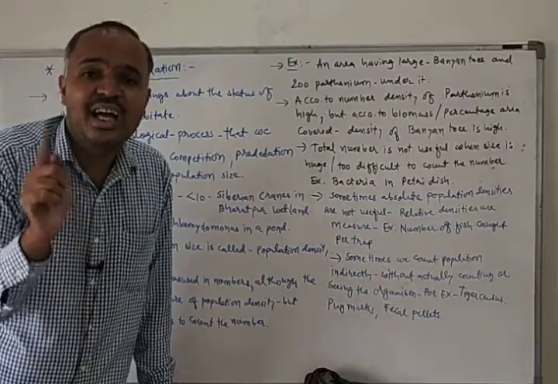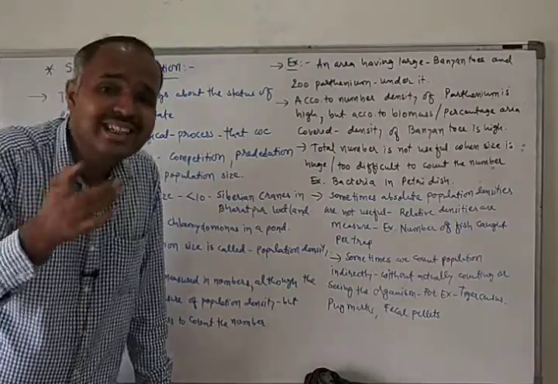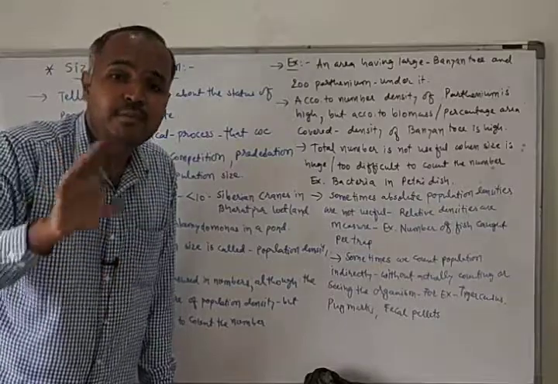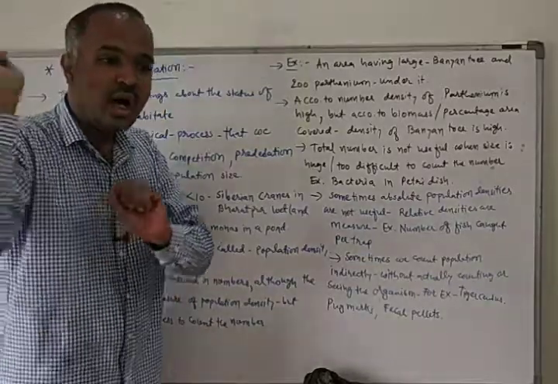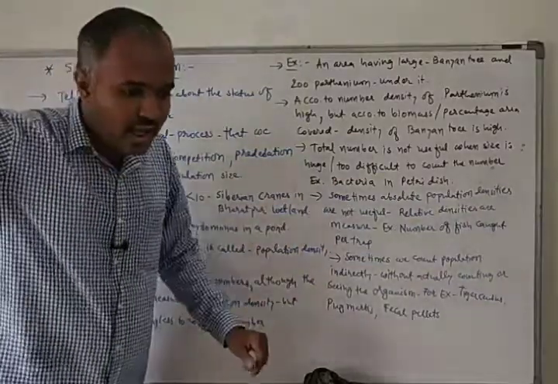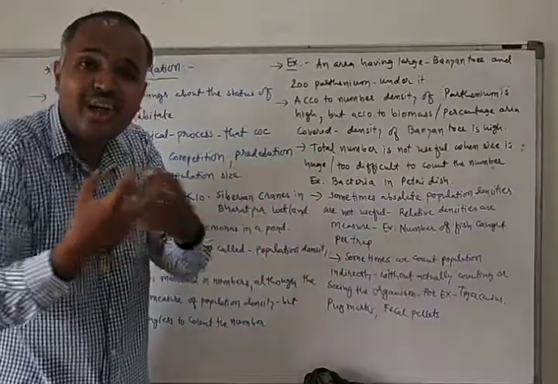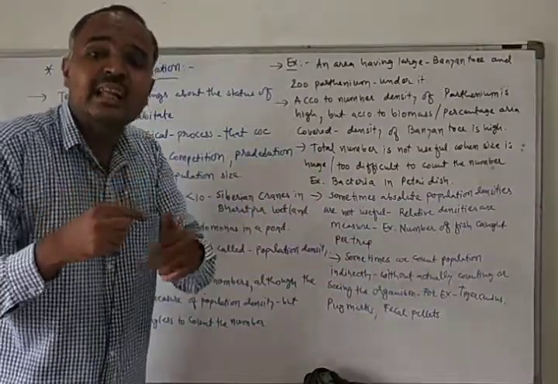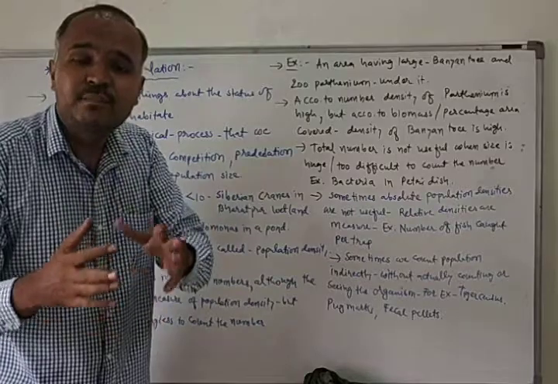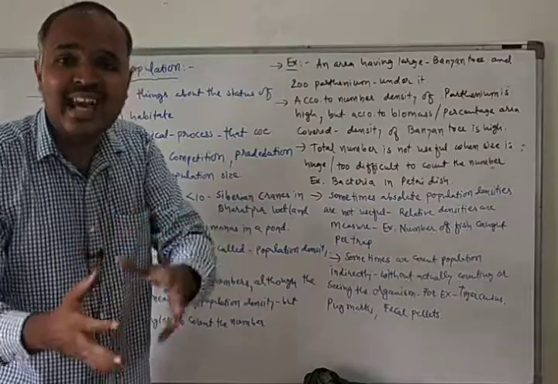Okay, we will measure the relative density. How can we measure the relative density in terms of fish? We will throw a trap. Okay, and the number of the fish caught in the trap will indicate this much fish density is there in this pond.